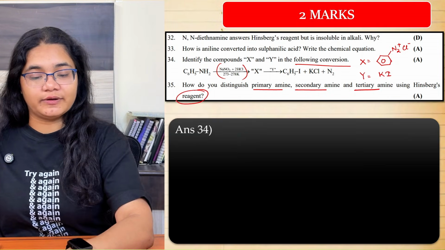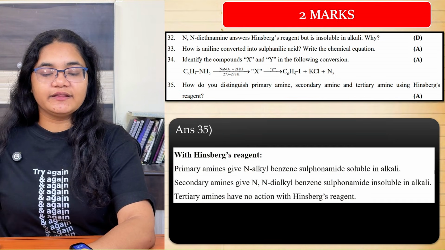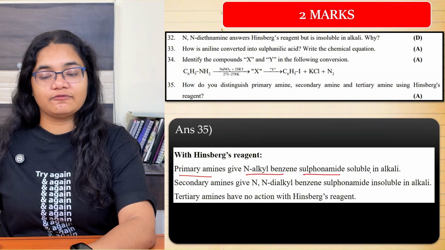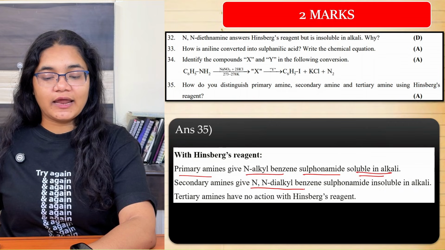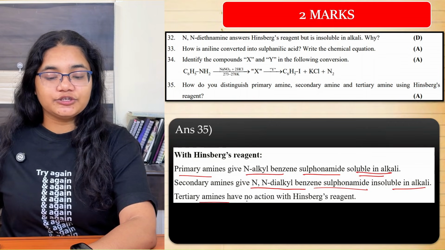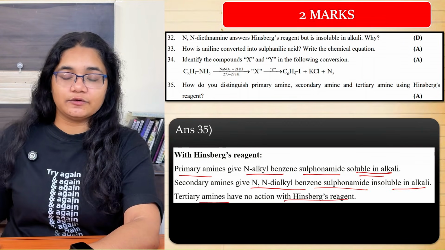Next, how do you distinguish between primary, secondary, and tertiary amines using Hinsberg reagent? This is a very important question. With Hinsberg reagent, primary amines will form an N-alkyl benzene sulfonamide, which is soluble in alkali. Secondary amines will give you N,N-dialkyl benzene sulfonamide, which is insoluble in alkali. Tertiary amines have no reaction with Hinsberg reagent, and in that way we can distinguish them.